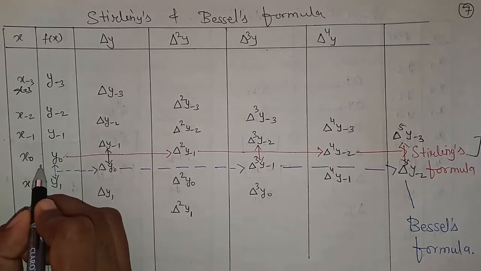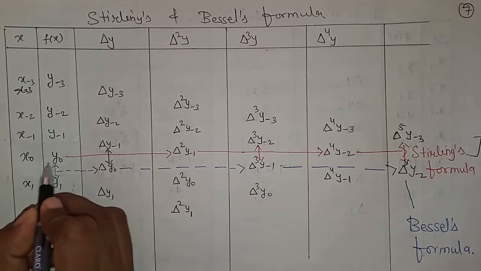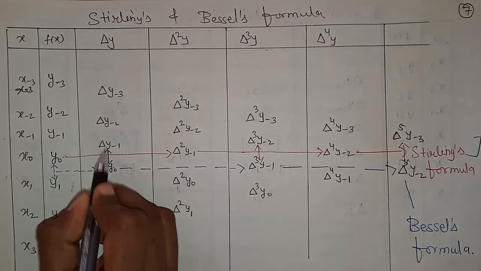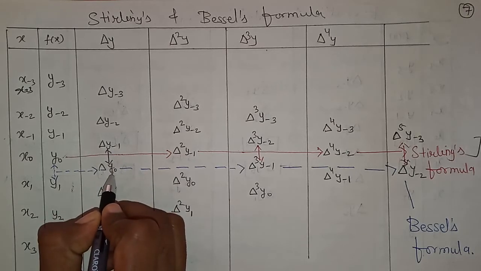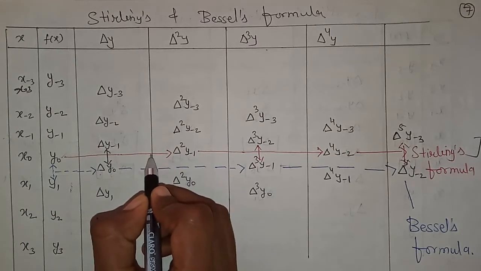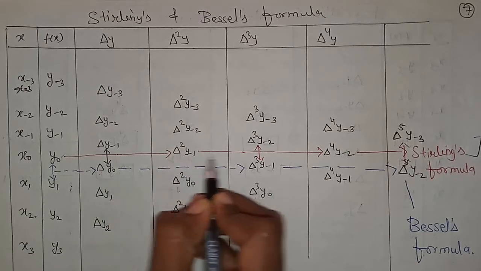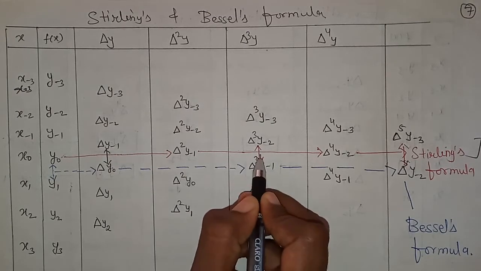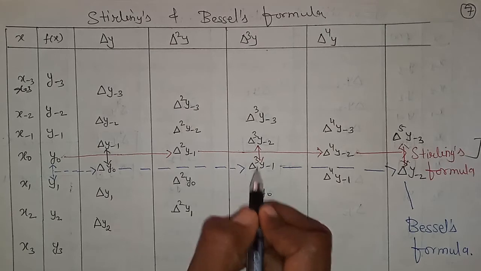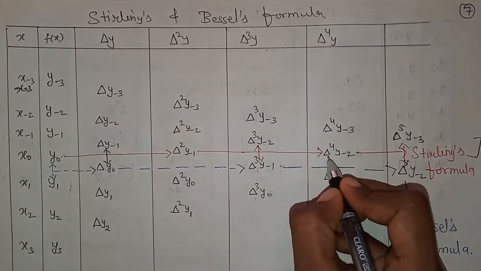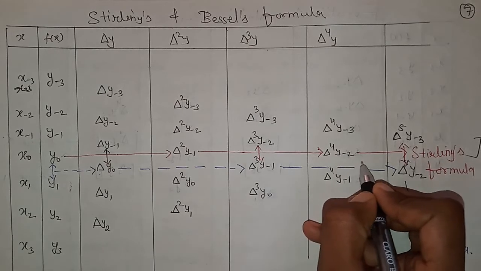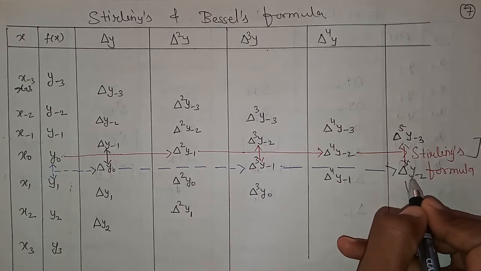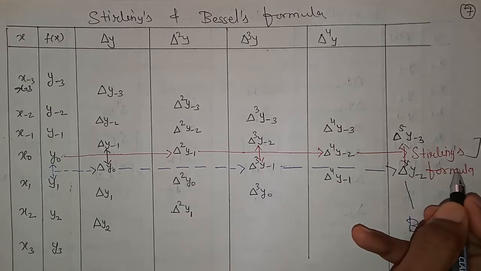First of all, some value of u, then multiply by y0. Then again some constant value, then the difference of these two: delta y minus 1 plus delta y0 divided by 2. Again some value and multiply by delta square y minus 1. Then again some value, delta cube y minus 2 plus delta cube y minus 1, we are adding these two and then dividing by 2. Again some value and delta raised to 4 y minus 2, and plus delta raised to 5 y minus 3 plus delta raised to 5 y minus 2 divided by 2. In this way we are forming the Stirling formula.